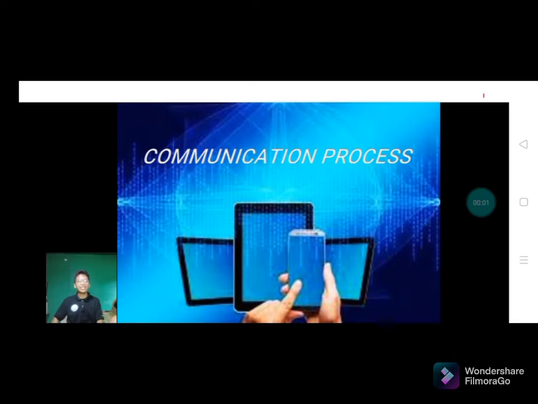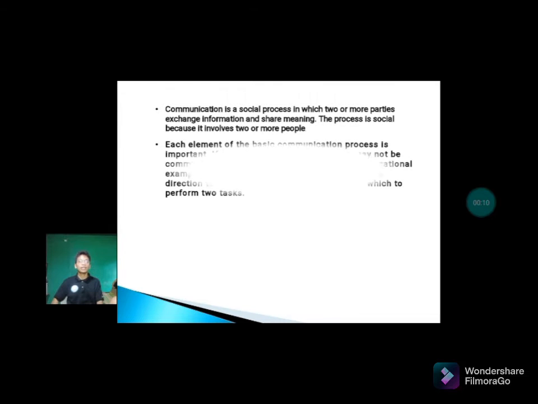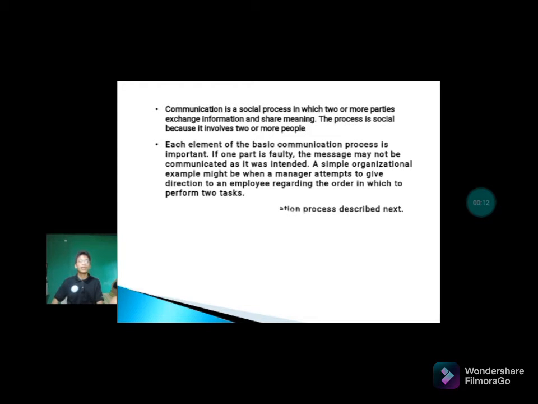So now we will discuss the communication process. What does communication process mean? Communication is a social process in which two or more parties exchange information and share meaning. The process is social because it involves two or more people. So it means that it is a two-way process and takes place over time rather than instantaneously.